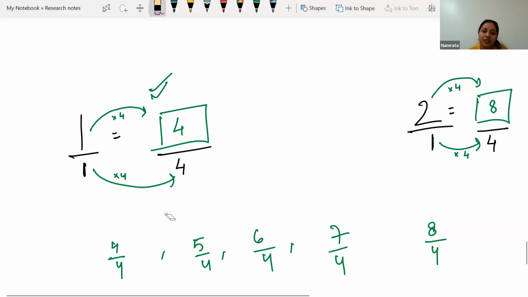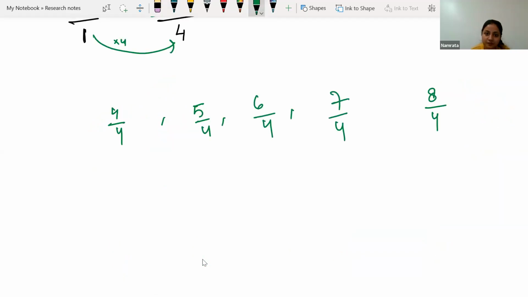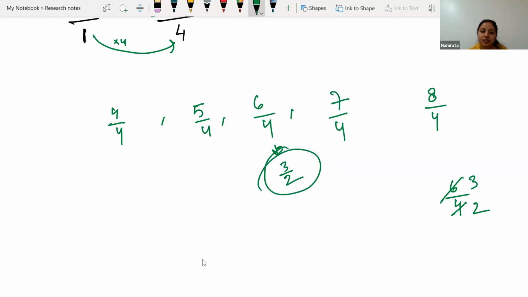6 by 4, I believe if we reduce it to lowest terms, it will get converted into 3 by 2 only, right? 6 by 4, 2 threes are 6, 2 twos are 4. So we got the same answer, 3 by 2, right? No need to do the conversion. No need to reduce the fraction. We can say 5 by 4, 6 by 4, and 7 by 4 are the three rational numbers lying in between 1 and 2. 4 by 4 means 1. Keep in mind, 8 by 4 means 2.